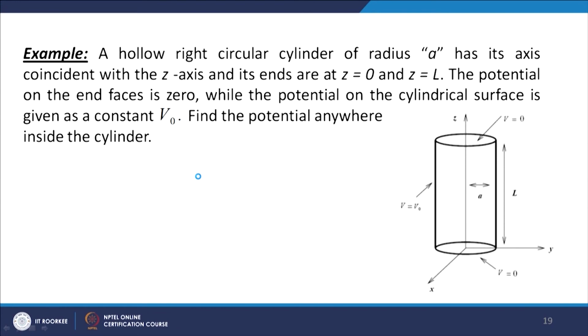Now let us consider a hollow right circular cylinder of radius a, which has its axis coincident with the z axis. The ends are at z equal to 0 and z equal to L. The potential on the end surfaces is 0, and the potential on the cylindrical surface is given as a constant V naught. Now we have to find the potential anywhere inside the cylinder.